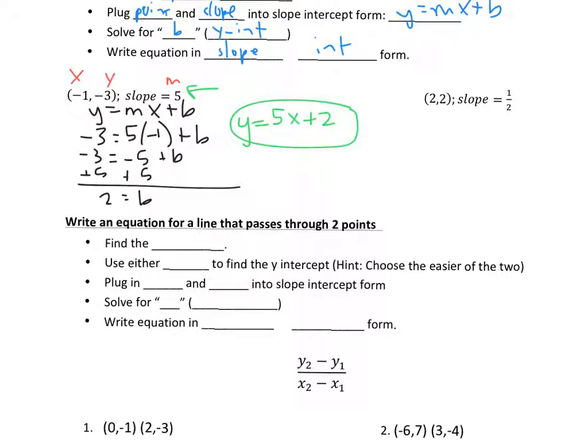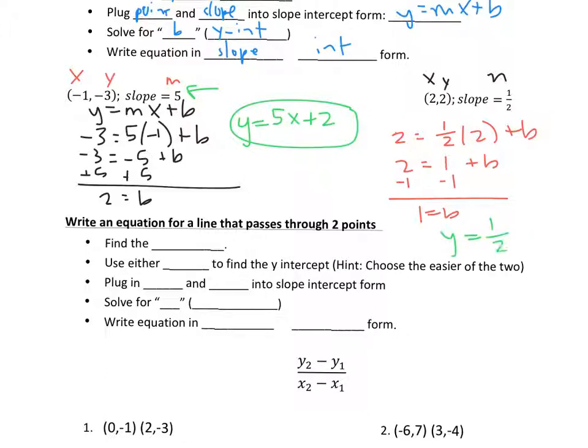Okay, let's look at the second example. Again, I have x, y, and m, and then I'll plug these in, so it'll say 2 equals 1/2 of 2 plus b. 1/2 of 2 is 1. Subtract 1, so 1 equals b. So my final answer is y equals 1/2 x plus 1. So not too difficult, just have to remember the steps.